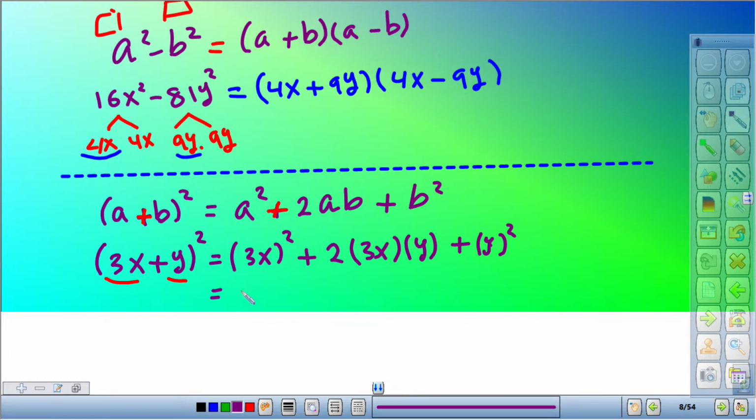So this is 9x squared. Don't forget to distribute the 2 to both of them, right? The 2 belongs to the 3 and the x. So the B is the second. Yep, the B is the second term. Yeah, you're right, Jocelyn. Squared. Don't forget that. Plus, I've got 2 times 3. Well, that's 6x times the y. And lastly, I have the y squared.